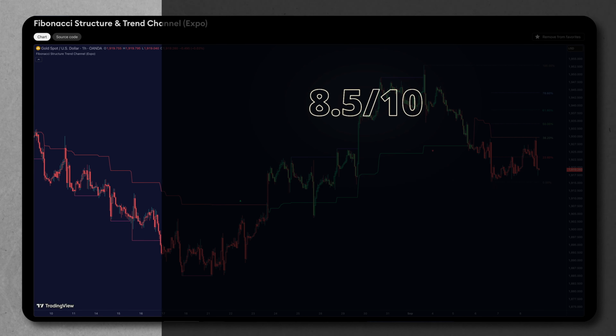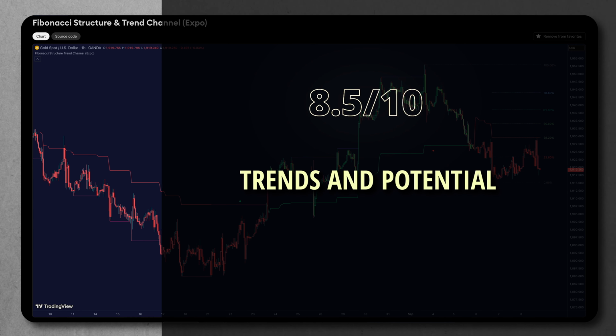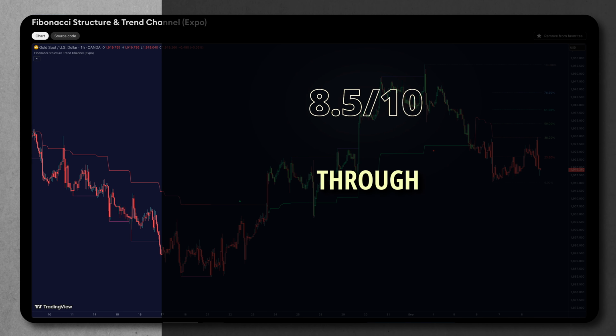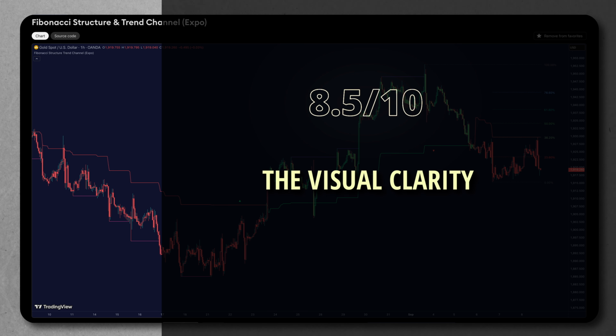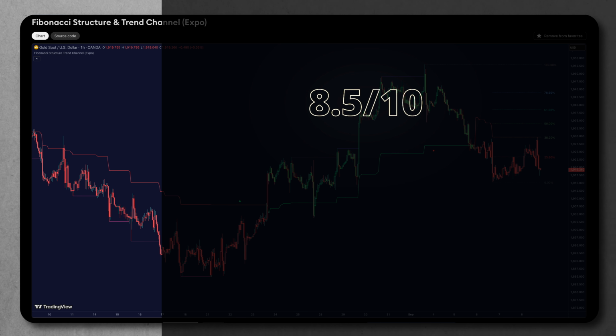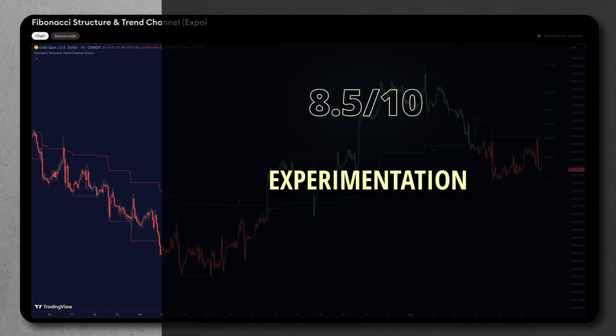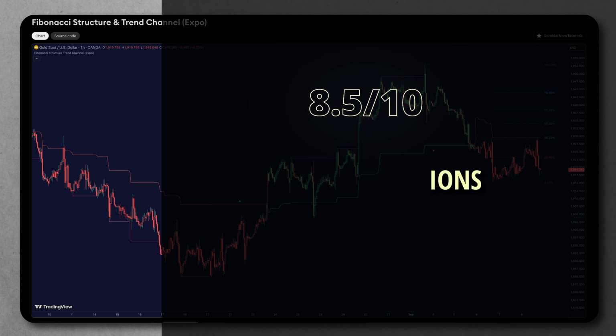The indicator offers a robust framework for identifying trends and potential reversal zones through mathematically significant Fibonacci relationships. Its ability to adapt to changing market conditions while maintaining structural context provides traders with both trend direction and potential reversal zones. The visual clarity and customization options make it accessible for various trading styles, though optimal settings require experimentation across different market conditions and timeframes.